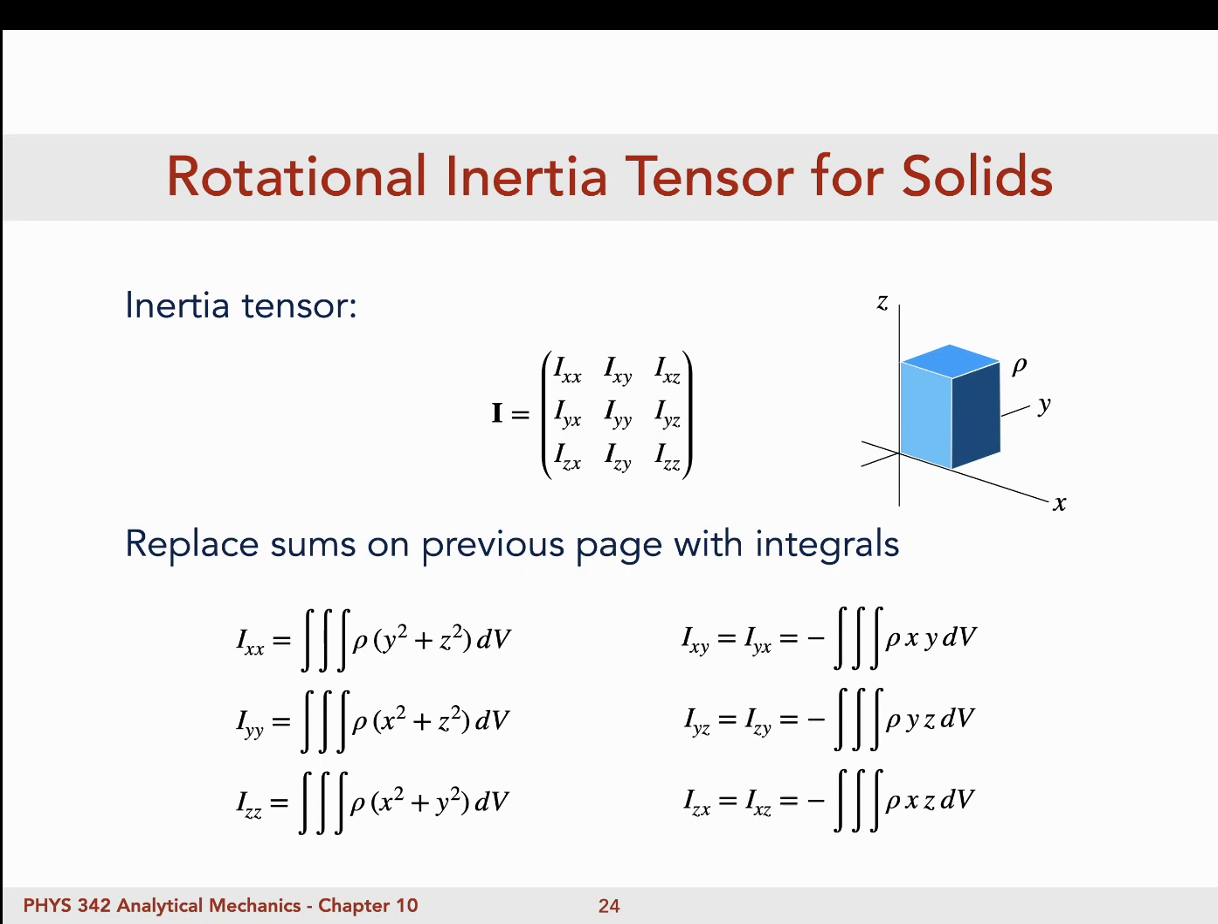Okay, so those were a couple of simple examples. Just in passing, we're not going to spend a whole lot of time doing this. You might do this in a calculus class. But if you want to calculate the rotational inertia of a solid object instead of just point masses, you simply replace the summations with volume integrals. So all of those quantities that we had before are replaced with integrals.